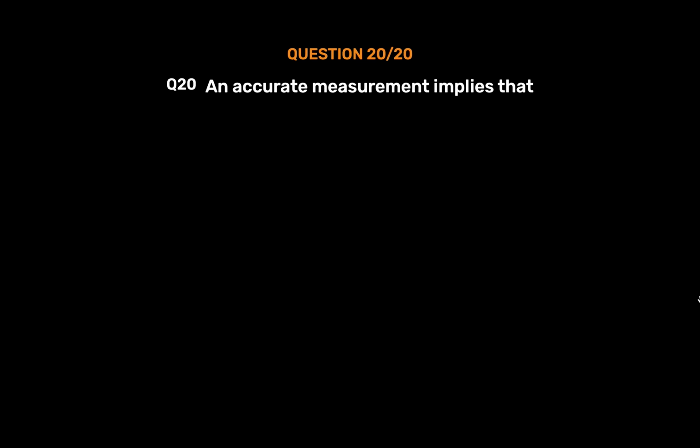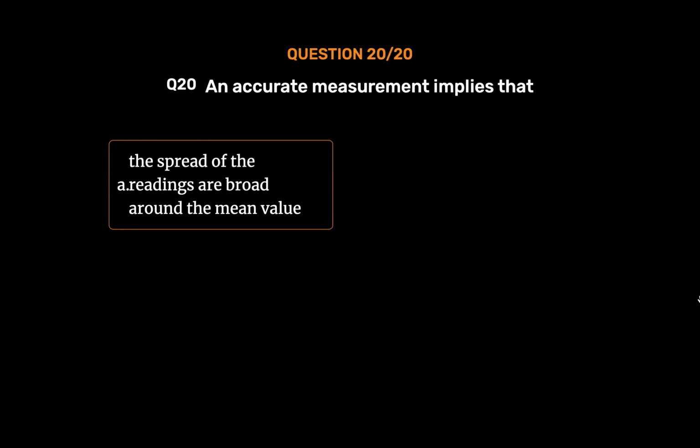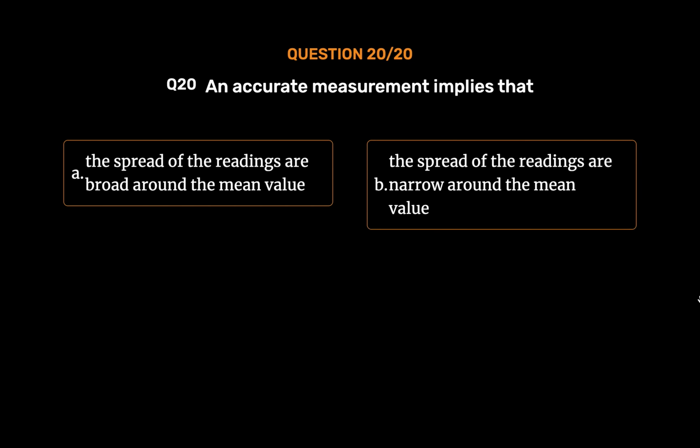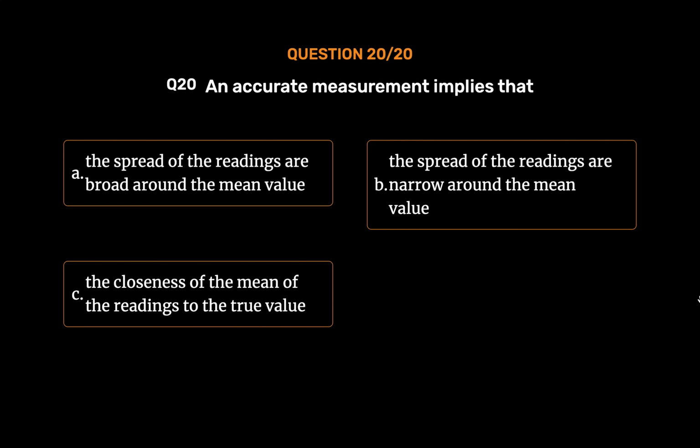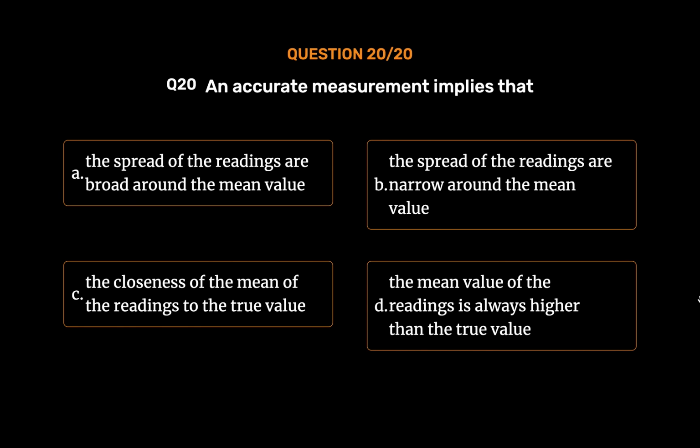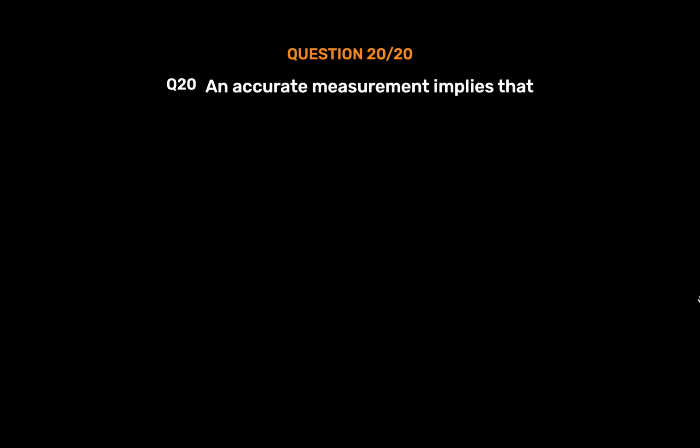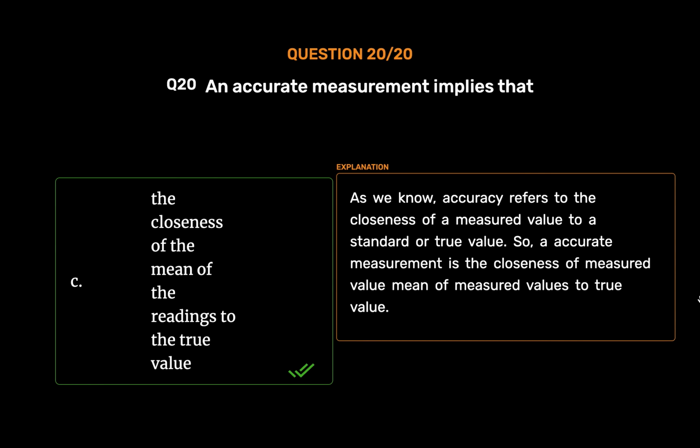Question number 20. An accurate measurement implies that option A. The spread of the readings is broad around the mean value. Option B. The spread of the readings is narrow around the mean value. Option C. The closeness of the mean of the readings to the true value. Option D. The mean value of the readings is always higher than the true value. The correct answer is option C. As we know, accuracy refers to the closeness of a measured value to a standard or true value. So, an accurate measurement is the closeness of the mean of measured values to the true value.